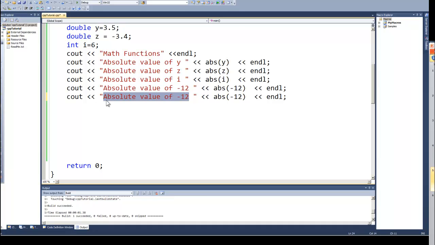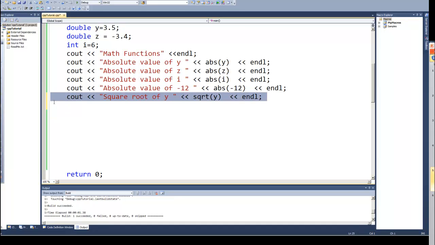Well, with the square root function, let's do the square root of, say, y. It's sqrt, and then in parentheses, your variable. So I can do the square root of y. And right now, y has a value of 3.5. Let's also do a square root of a number.